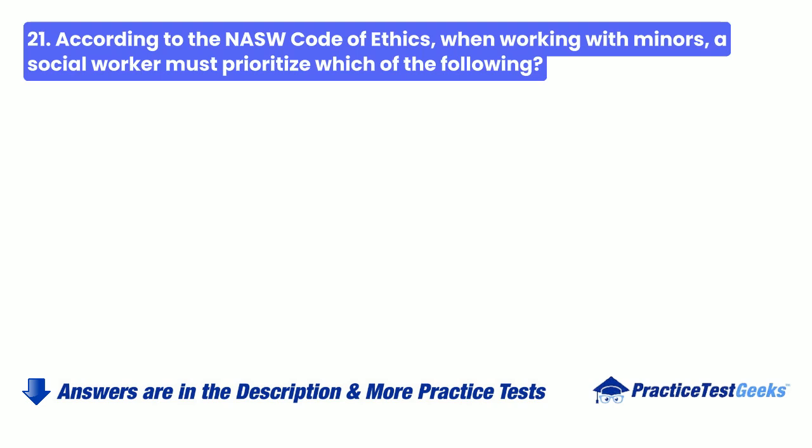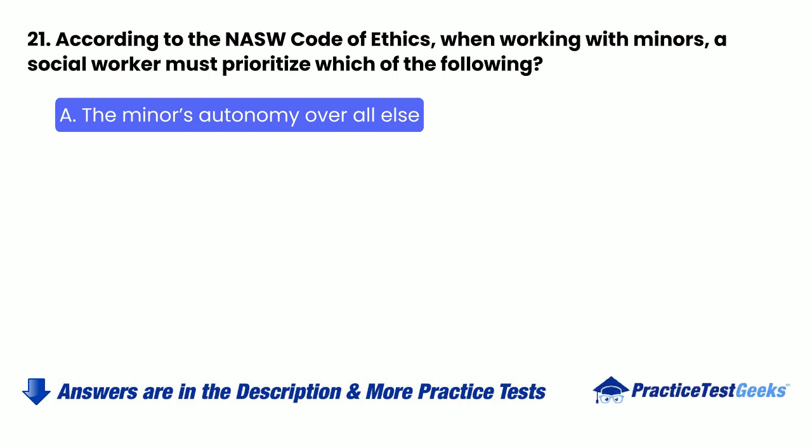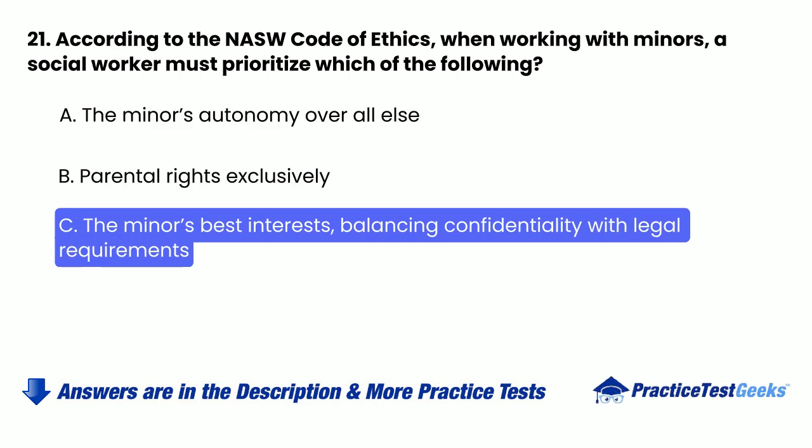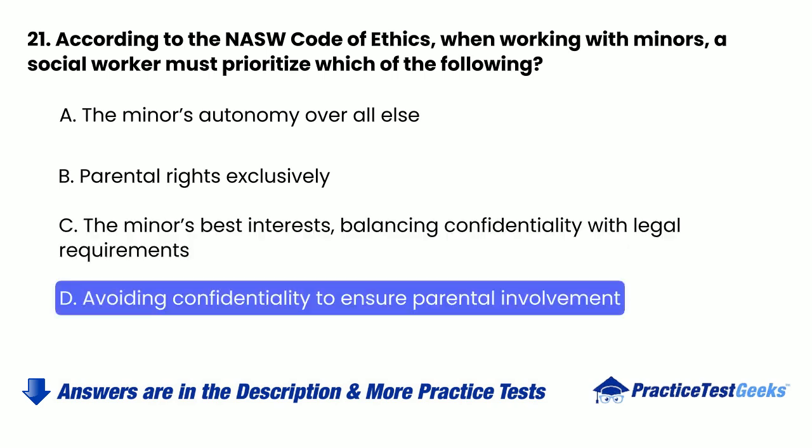21. According to the ASWB Code of Ethics, when working with minors, a social worker must prioritize which of the following? A. The minor's autonomy over all else. B. Parental rights exclusively. C. The minor's best interests, balancing confidentiality with legal requirements. D. Avoiding confidentiality to ensure parental involvement.